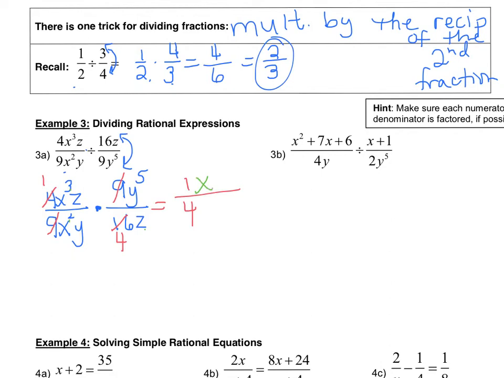Now I'm going to look for all the y's. I have 1 right here on the bottom and 5 up here on the top. So 5 minus 1 is 4. Now I'll deal with the z's. I have 1 on top and 1 on bottom, and they cancel out. So that's the final answer. Done.